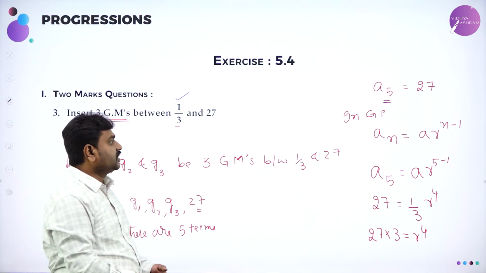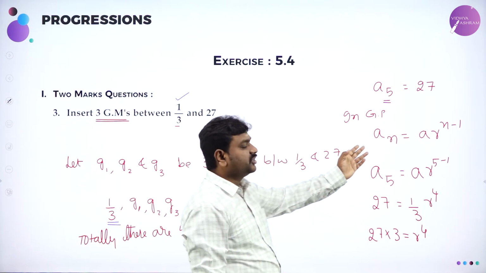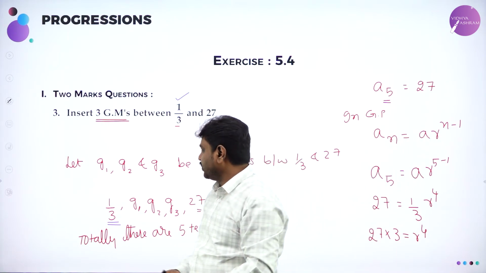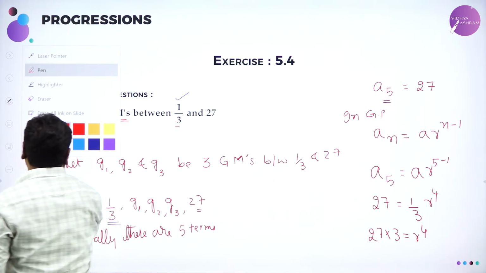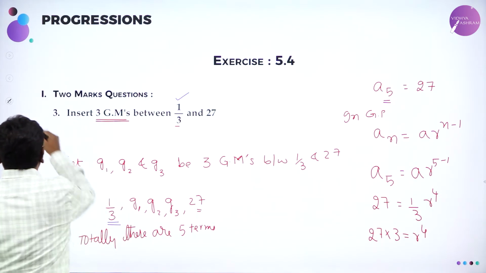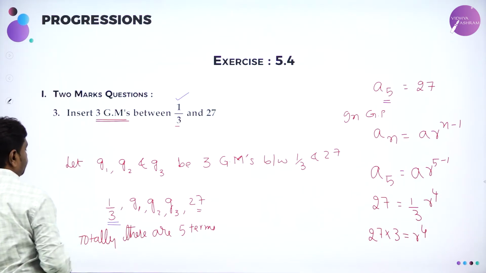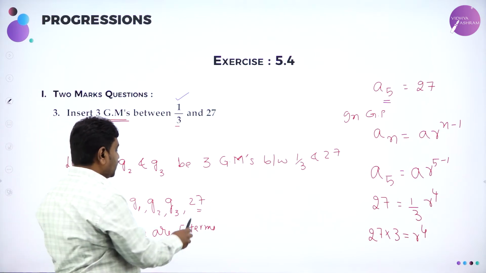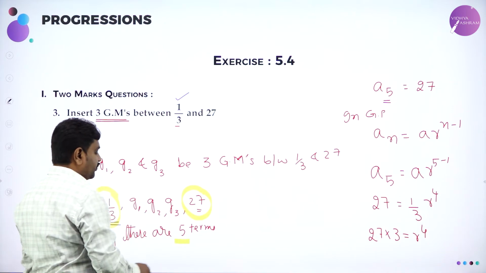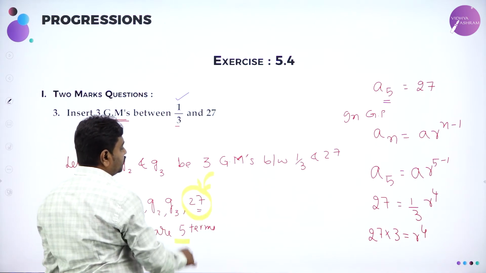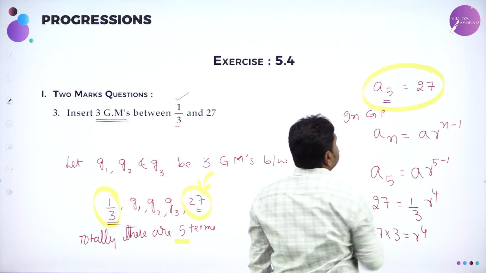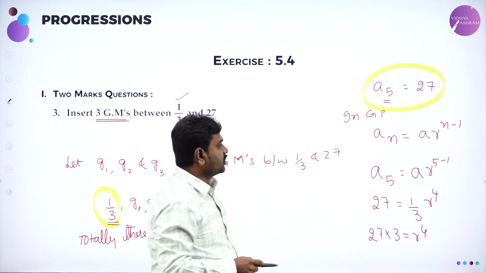So here we are using the general term in GP. What is the nth term in GP? an is a into r power n minus 1. a means first term. The first term is given. If you observe, they have clearly given the first term, which is 1 by 3. And they have given the nth term. When you count, there are 5 terms, so this acts as the fifth term. A5 is given. A5 is 27. So when you know A5 is 27, use the general term formula.